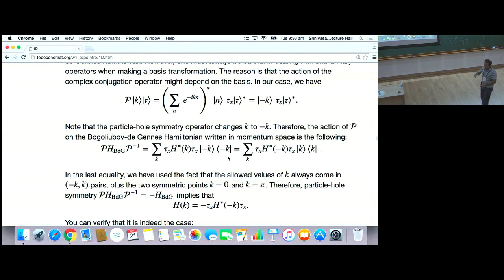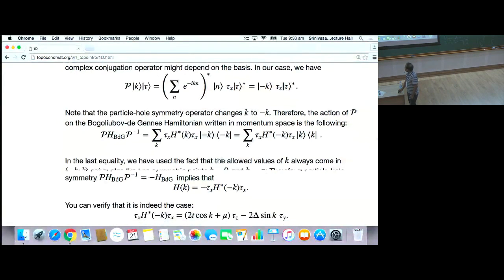But the basic idea is that we transformed our Hamiltonian to momentum space because it's now block diagonal. Momentum is a good quantum number. But we now have to ask, how does the symmetry act in this transformed basis? You can read through this algebra later at your leisure, but the important thing is that h at k becomes minus tau x h star at minus k, and k goes to minus k under particle-hole transformation.